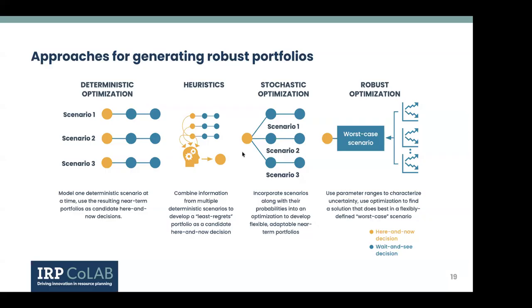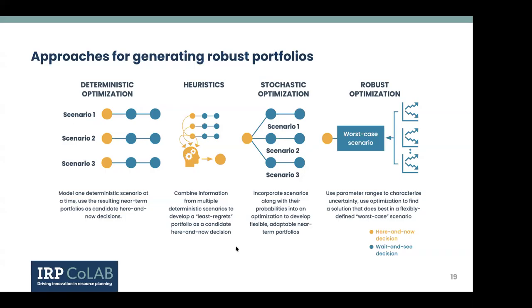And the last option is robust optimization, which instead of taking different future scenarios, is taking different ranges for how the future could evolve. So maybe you have a range of load growth or a range of resource costs. And it's taking all of those ranges to figure out a near-term portfolio that does best in the worst case for how things could evolve. And a key point here is that you're not just deciding a priori what the worst case is going to be. The optimization itself is deciding; it's helping to find a portfolio that does best in whatever the worst case is for that particular investment that is actually picked.